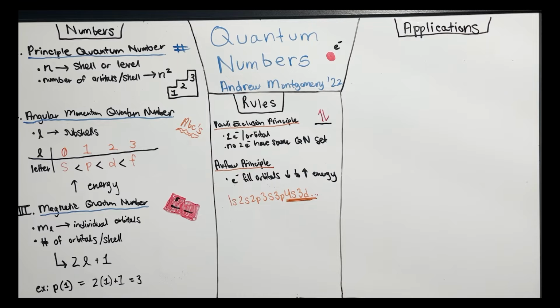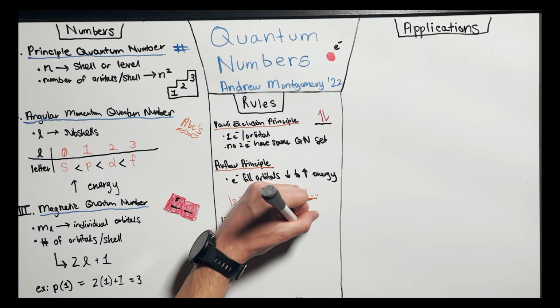As you can see, at the very end, there is some overlap between n levels as we start to involve the d subshell. We'll not concern ourselves with the reasoning behind that, but that trend continues if we were to go on. The last rule is Hund's rule. This states that electrons fill equal orbital subshells one by one before pairing up.